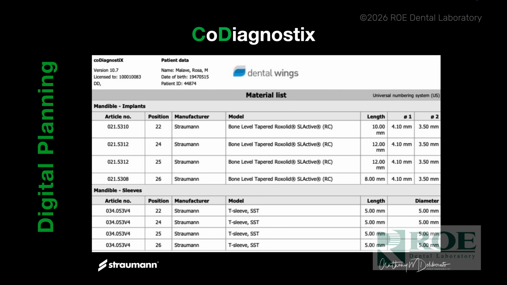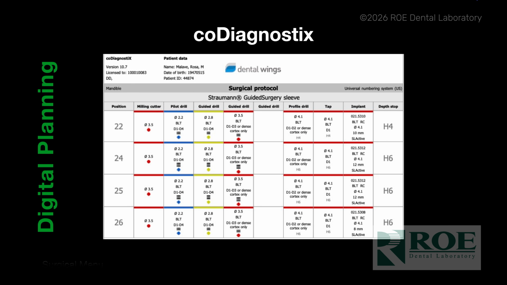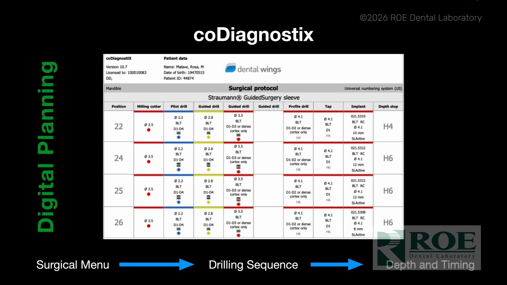From the implants to the sleeves that are placed in the guide to the MUA abutments. And they're also going to give the surgeon a menu that outlines the steps during the surgery. That goes from drill to drill, tells us what spoons to use during the surgical guide, the depth of the osteotomies, and the timing that we need to put those angled MUAs in the proper positions.